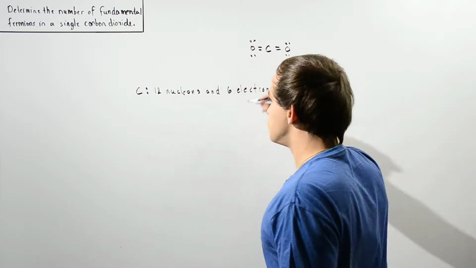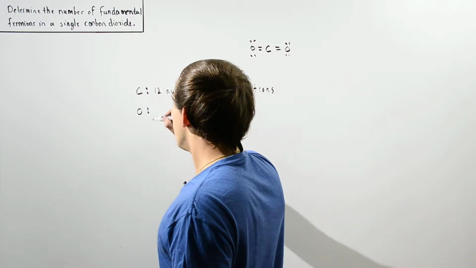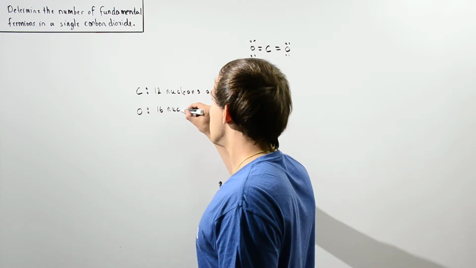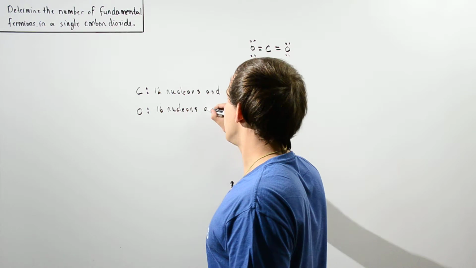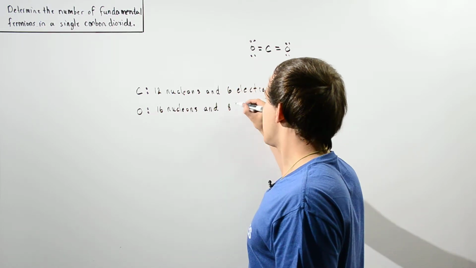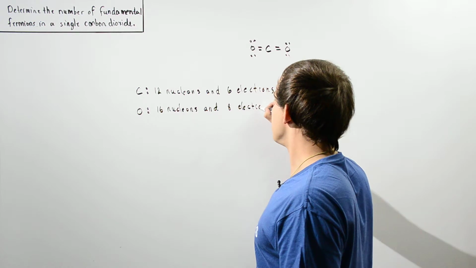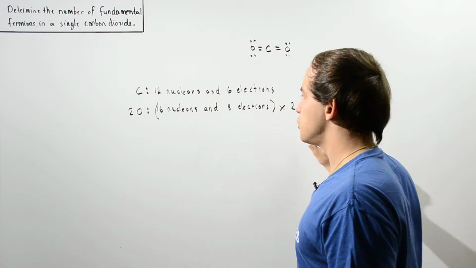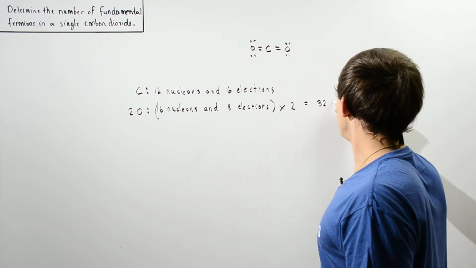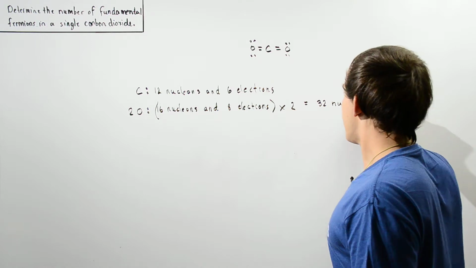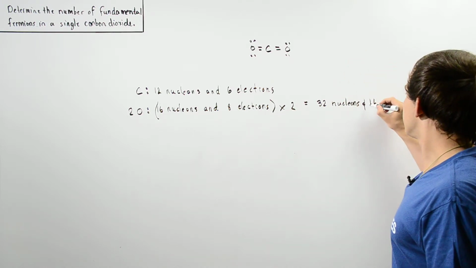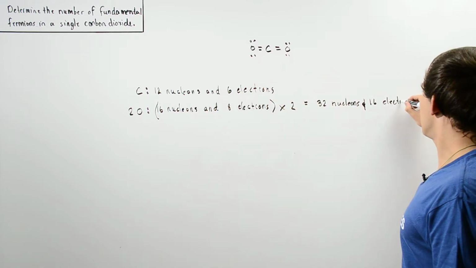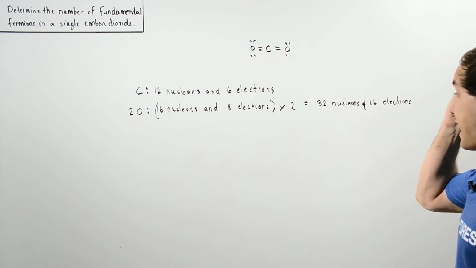So if we have 6 protons, we have 6 electrons. Now, what about the oxygen? Well, in a single oxygen, we have 8 protons and 8 neutrons, so we have 16 nucleons. We take the sum of the protons and neutrons, and because we have 8 protons, we have 8 electrons. Now, because we have 2 oxygens, we have to multiply this by 2, and this gives us 32 nucleons and 16 electrons inside those 2 oxygen atoms.